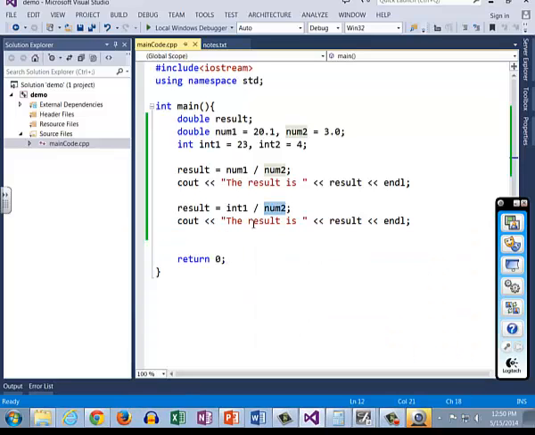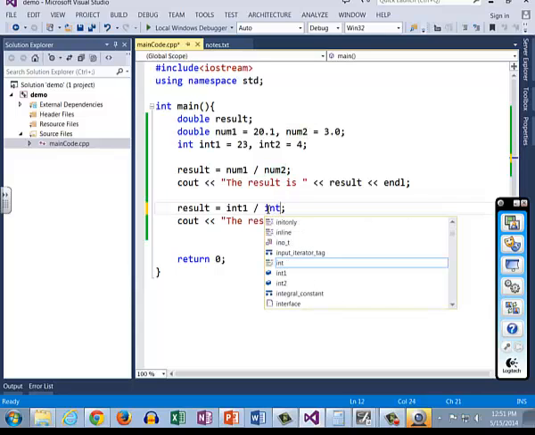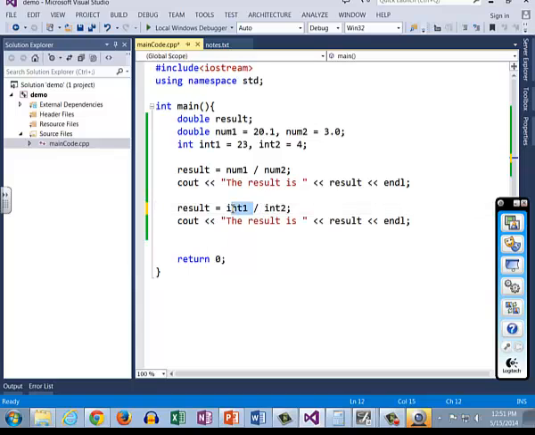Okay? So what happens is if you have a real number in the numerator or the denominator or both, you're going to get real division. But in the one case where you have an integer as the numerator and an integer as the denominator, you get integer division. Let's go ahead and try another number.